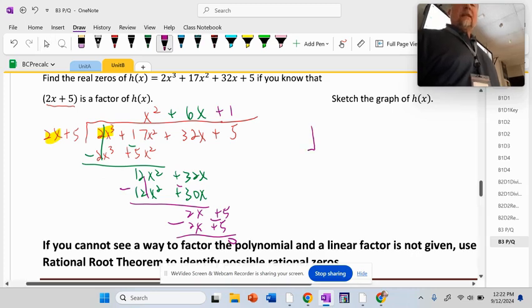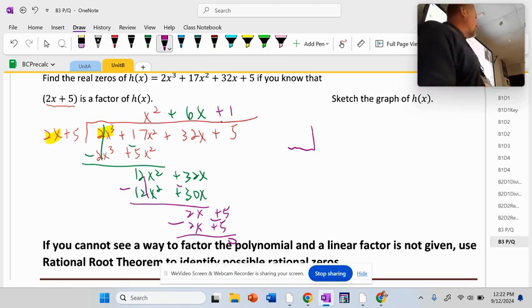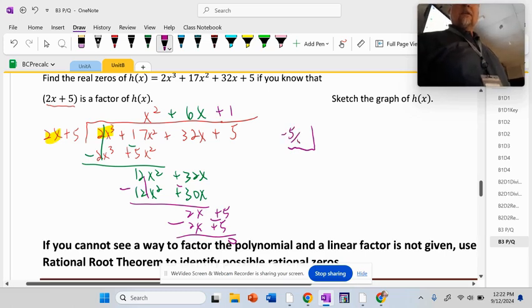What happens if I synthetically divided? What would the answer look like? What's wrong with this 2x plus 5? First of all, what number goes in the blank? You set this equal to 0 and get the 0. So what number goes in the blank? -5/2.